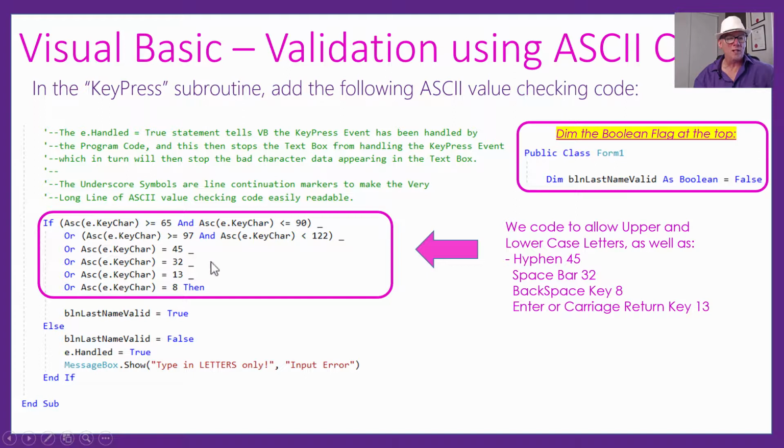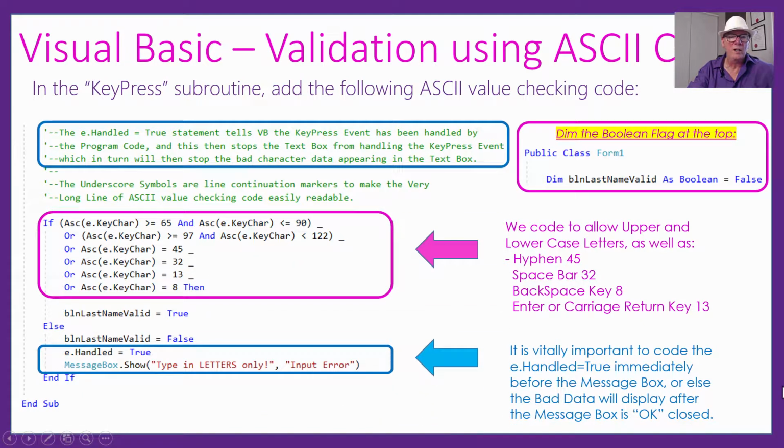And if we get them pressing one of the good keys on the key press event, that's great. We'll say the last name valid is true at the moment. But if they've pressed a number or an @ sign or a comma or the print screen button or something like that, then we're going to say message box, put up on the message, type in letters only and tell them they've got an input error. Okay, so that's the way that code is going to work.